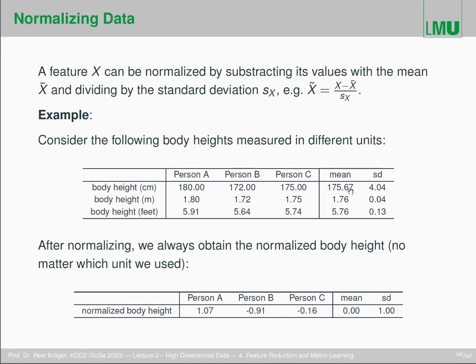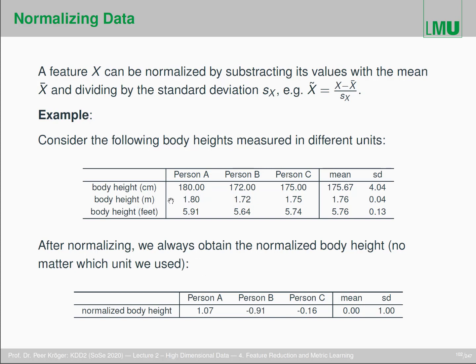So the mean and the standard deviation are computed here. The mean for the body height feature is this one here, and the standard deviation is this one here. The mean for the body height feature in meters is this one here, standard deviation this one here, and the same for the feature in feet. And after normalizing all those values, we can normalize the body height value in centimeters of person A by subtracting the mean and dividing by the corresponding standard deviation, and this value shrinks down to this one here.